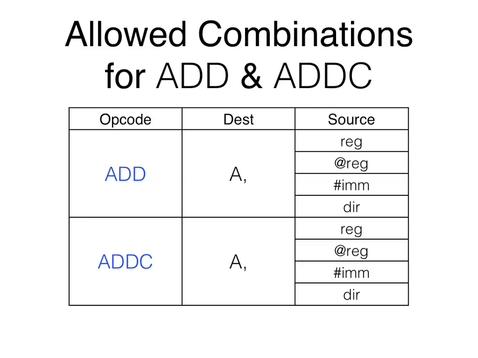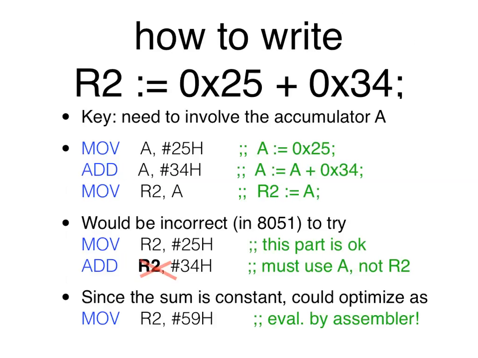And you might say, so why is that? Well, it's just the way they designed the instruction set for really tight encoding. Okay, so let's do this. How do we do something like this? I want to do R2 gets hex 25 plus hex 34. How can I write code like that?